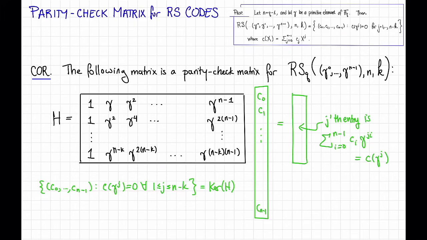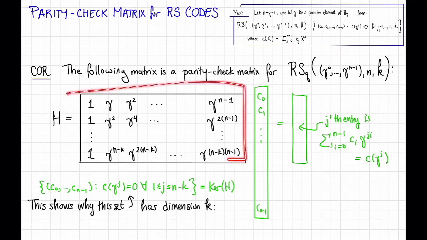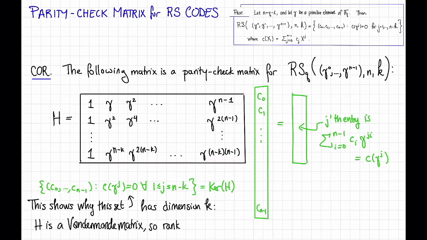Thus, the proposition says that Reed-Solomon codes are actually this set, so therefore they are also actually the kernel of H. So H is a parity check matrix for the corresponding Reed-Solomon code. Notice that this view also shows why this set has dimension k, which I claimed on the previous slide. In particular, this parity check matrix H here is a Vandermonde matrix. Therefore, it has full rank, rank n minus k. But then the dimension of the kernel of H is going to be n minus its rank, which is equal to k.